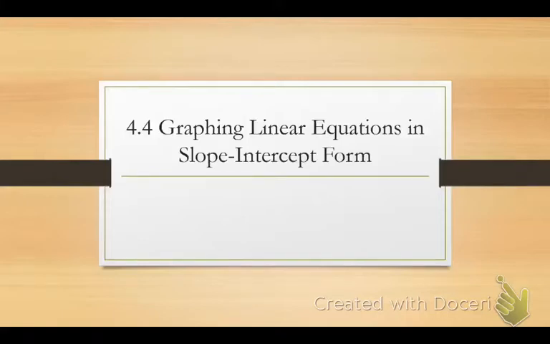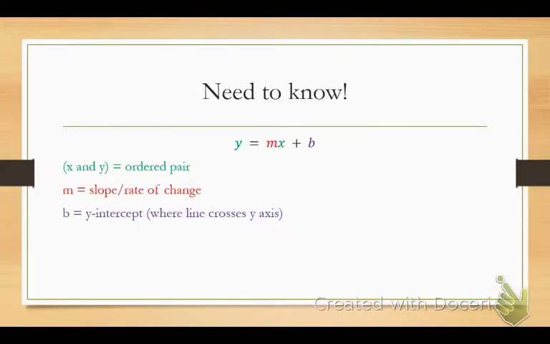All right, today we're in section 4.4. Today we are going to graph a linear equation. So we've already done this in 4.1, but now we're going to use slope-intercept form. So instead of using a table of values, we're going to use slope-intercept form. We're going to start off with some definitions.